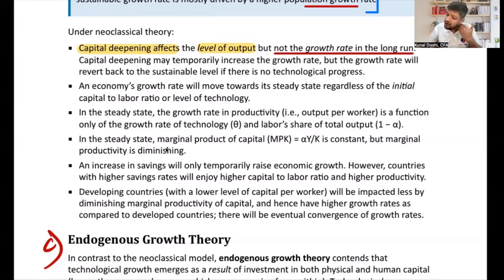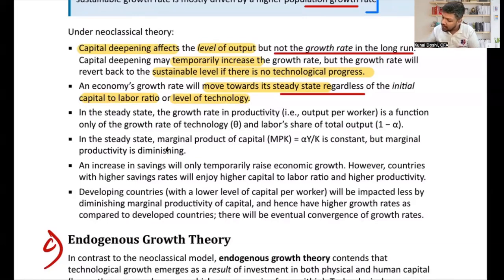Correct. So they are saying that temporarily it will increase the growth rate, but it is not sustainable because of the diminishing marginal productivity, and it is only possible if there is technological progress. So conclusion: capital deepening will not lead to long-term economic growth. The economic growth rate will move towards its steady state regardless of the initial capital to labor ratio or level of technology. So in the long run, it will move to the steady state. It will not keep growing forever at a high rate.